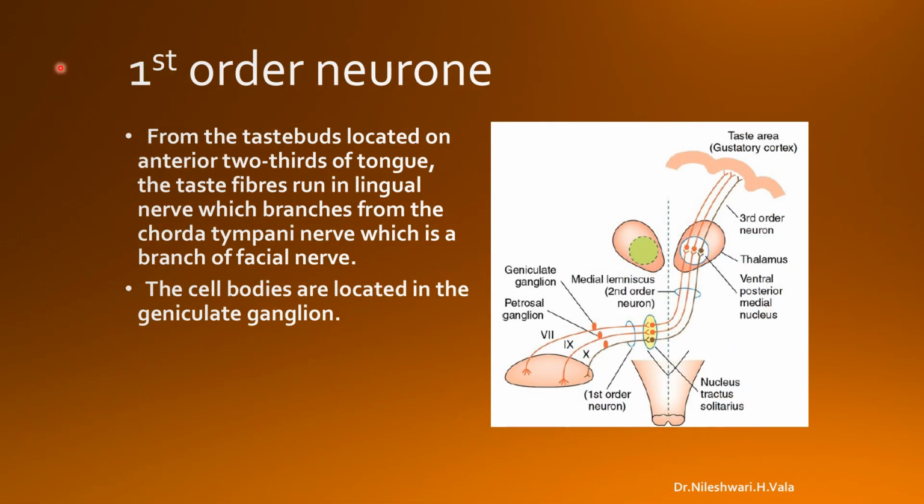So first of all, first order neuron from the taste buds located on the anterior two-thirds of the tongue. The taste fibers run in the lingual nerve, which branches from the chorda tympani nerve, a branch of the facial nerve, and the cell bodies are located in the geniculate ganglion.